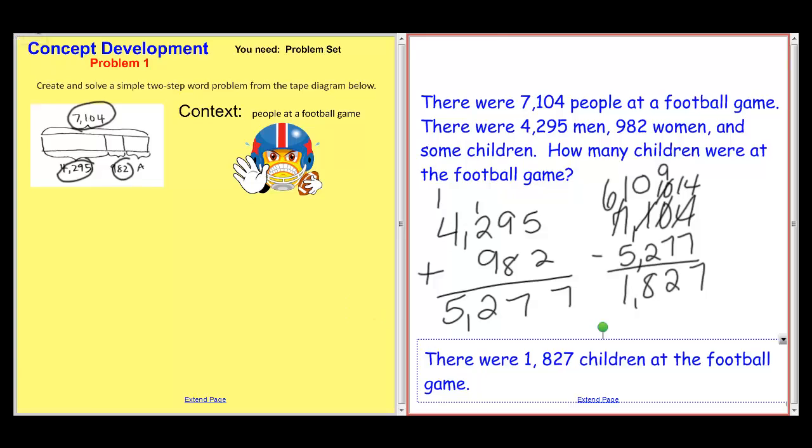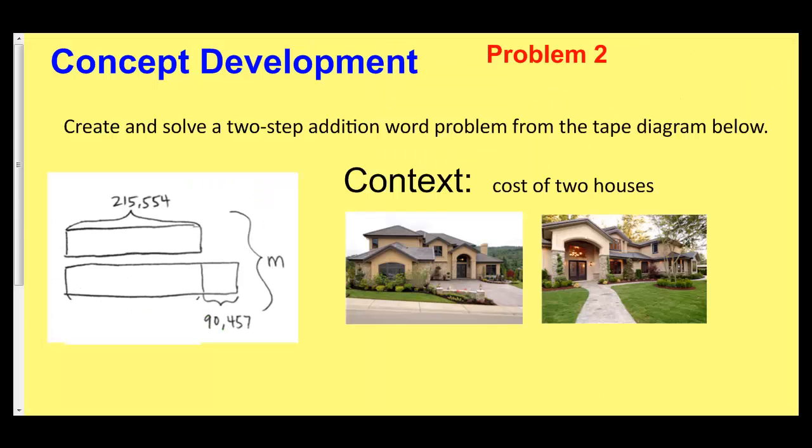Okay, so on to the next problem. Go back full screen. So again, we're given another tape diagram and we're given a context. So we've got two houses here.